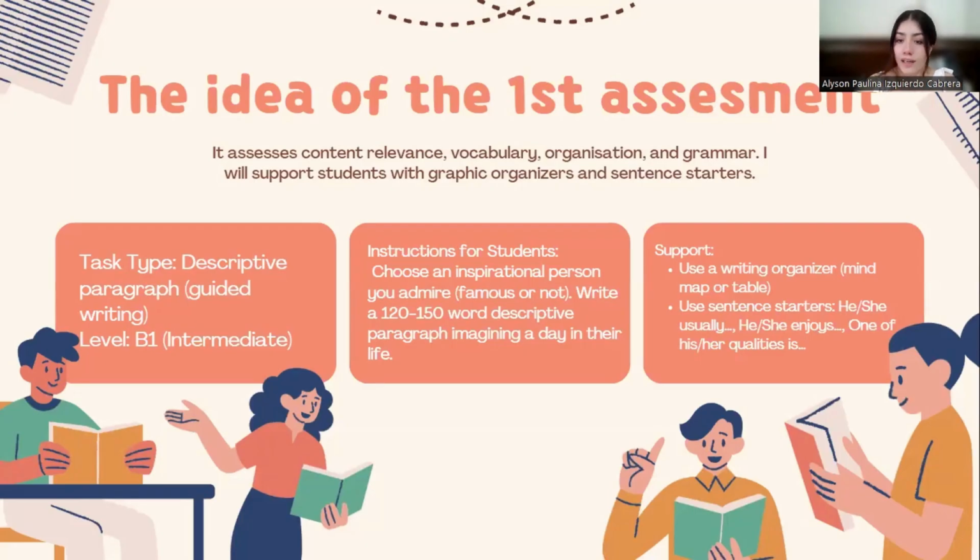We're going to be using organizers like a mind map and brainstorm, and we're going to provide support by telling them how to properly start. Also, they will have to start using words like she usually enjoys, she likes, or he likes to describe these activities. This activity is meant to be used for intermediate learners, and as I told you before, it's a descriptive paragraph.